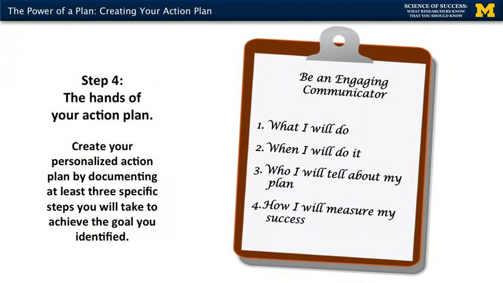This is the hands part of your action plan, where you'll write down the specific action steps you will take, when you will start each one, when you expect to finish each one, who you will tell about your plan, and how you will measure your success. It's important to tell someone about your plan because researchers have found that people are more likely to keep a commitment if they make it public. It's also important to put your action plan into writing because, as social psychologist Robert Cialdini found, people are more likely to live up to what they write down.